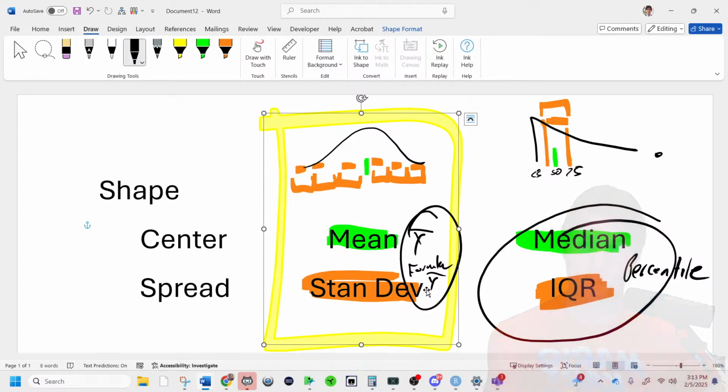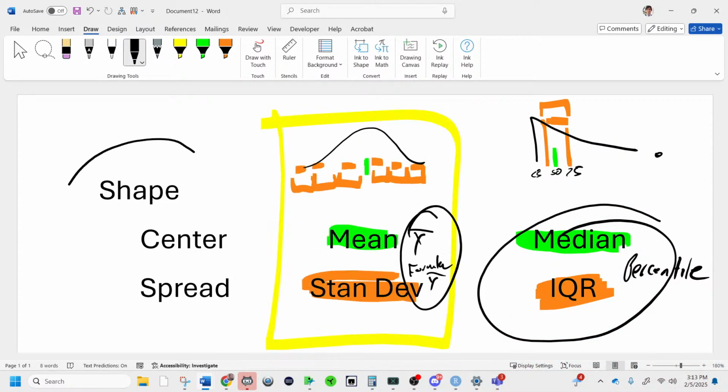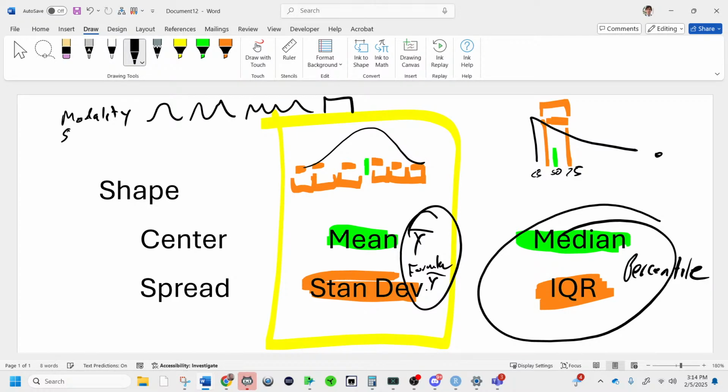And the big thing, as we've drawn out right here, is it's based on the shape of the data. So when you figure out the shape, things you'll talk about would be the modality of it. Modality is like unimodal, bimodal, multimodal, uniform. You have your skew. Skew can be right skew, left skew, or symmetric. And it could be other types of symmetric too.